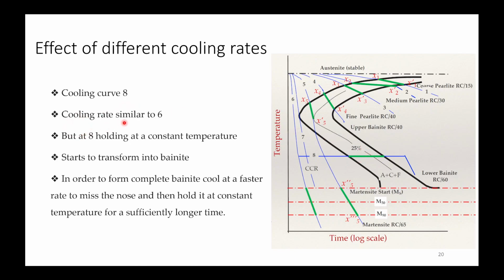Now the cooling rate is similar to 6, but at 8 we hold at constant temperature. This starts to transform into bainite, and in order to form complete bainite, cool at a faster rate to miss the nose and then hold it at constant temperature for a sufficiently longer time. So this will give you lower bainite having Rockwell hardness around 60. Your martensite will have Rockwell hardness around 65.